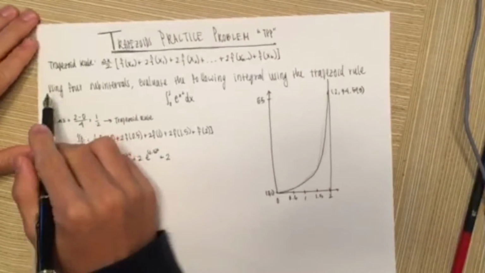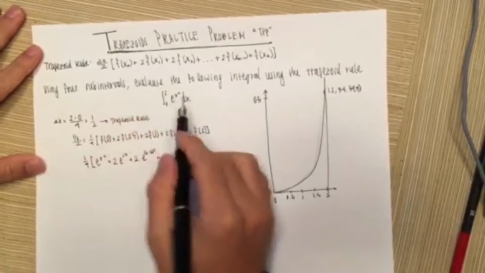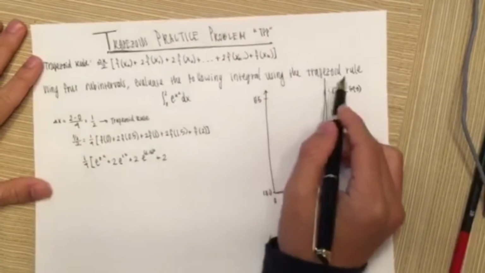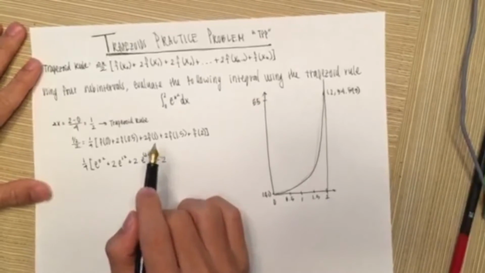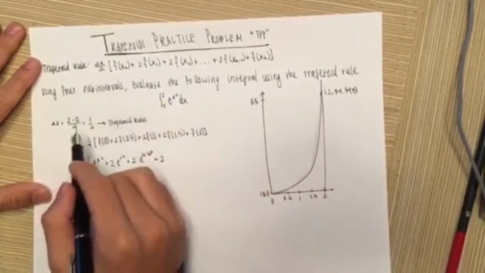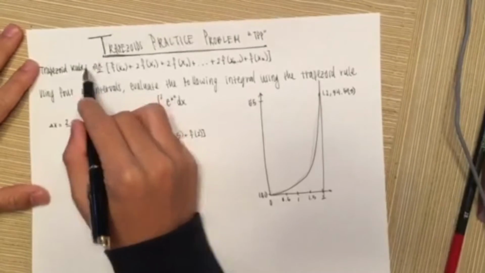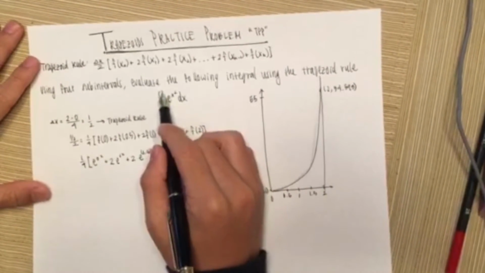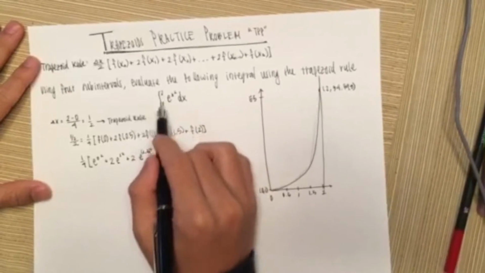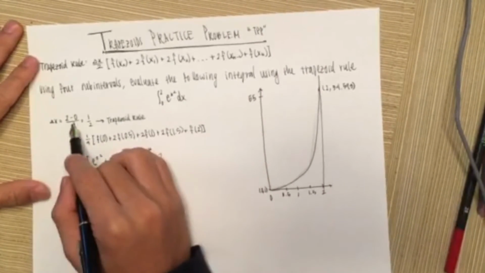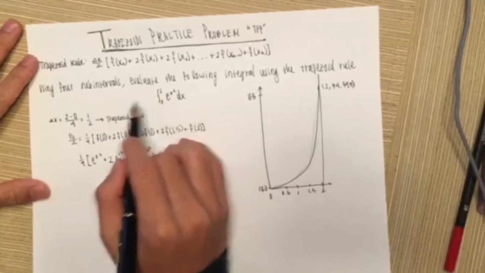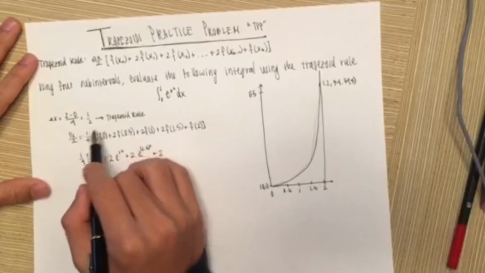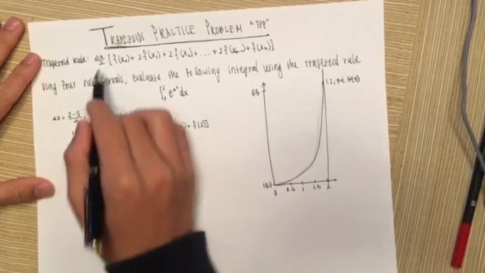So the question asks, using 4 subintervals, evaluate this integral from 0 to 2 using the trapezoid rule. The first thing that we have to do is determine what this delta x is. On the interval 0 to 2, you take that over the number of subintervals. So it's b minus a over the number of subintervals, which is 1 over 2. And then we put that into the trapezoid rule.